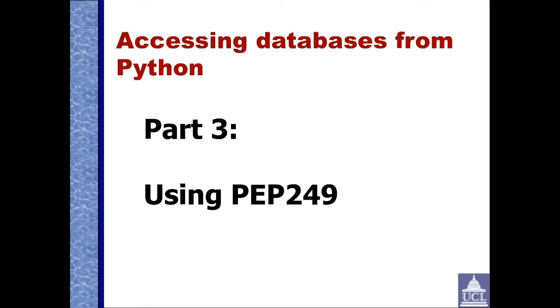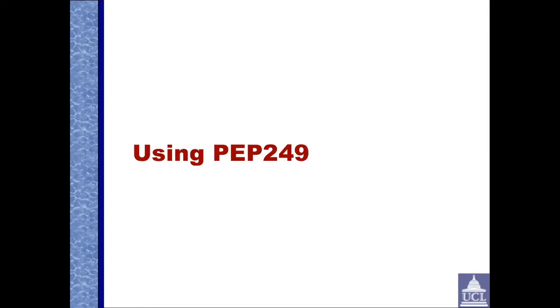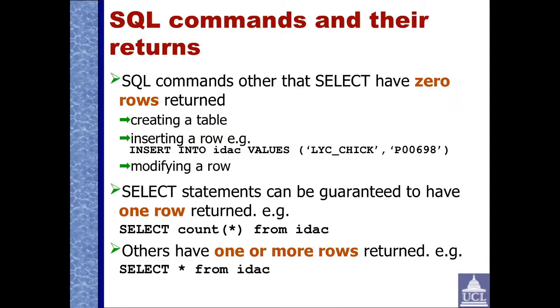Part 3, using PEP249. Now, I mentioned with the idea of using the command line as a sub-process that some commands return nothing and some commands return something. The same applies, of course, to SQL. SQL commands, other than select, have 0 rows returned. So, for example, creating a table, inserting a row, modifying a row.